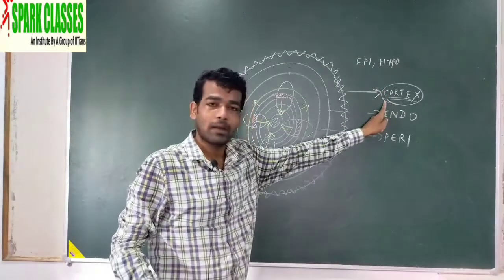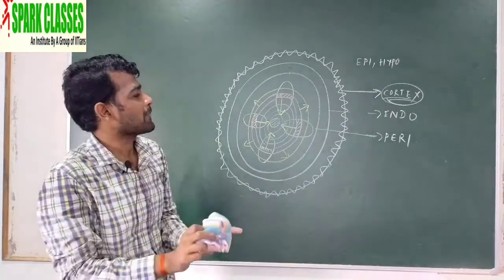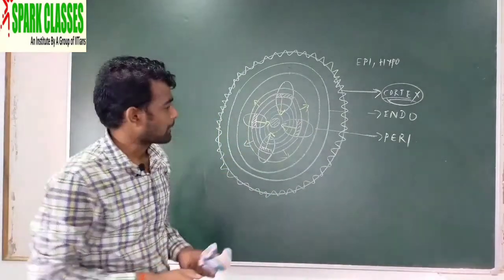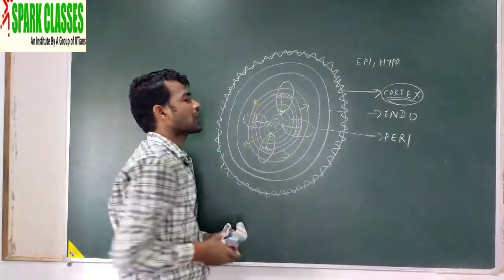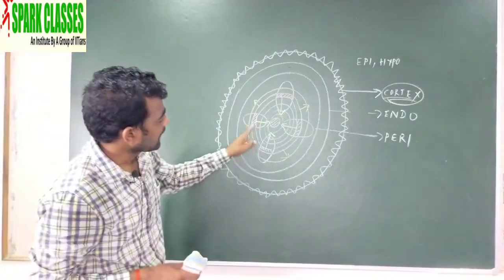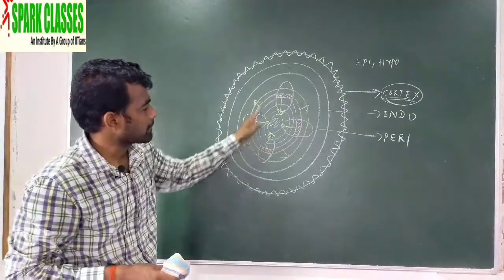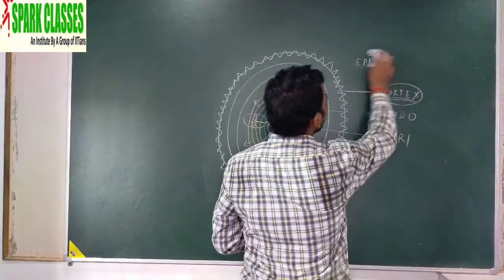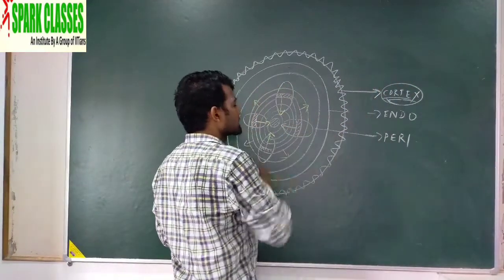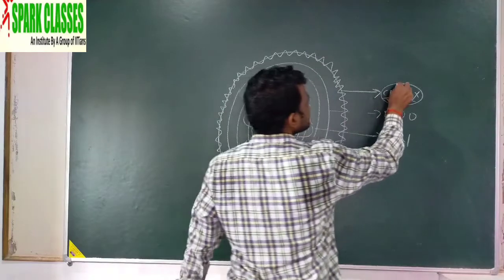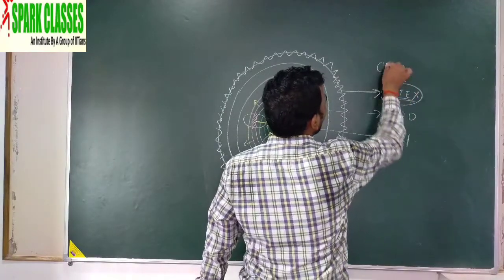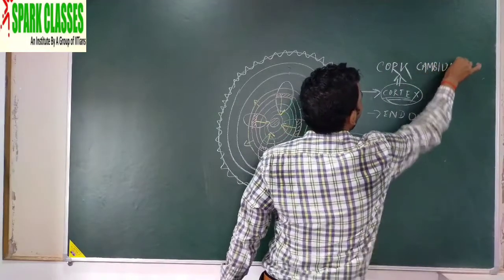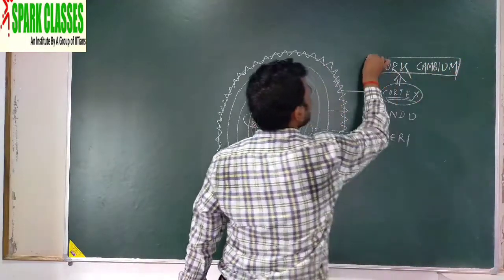In the cortex region, what happens? Those cells who lost the capacity of division again retain the division capacity and form a ring just like the cambial ring. Here, I told you, the intrafascicular and interfascicular cambium form a complete ring. Similarly, in the cortex layer there is a formation of a ring or band of meristematic tissue. This is called cork cambium. You have to remember, cork cambium. So two cambium are there: one is vascular cambium, another is cork cambium.